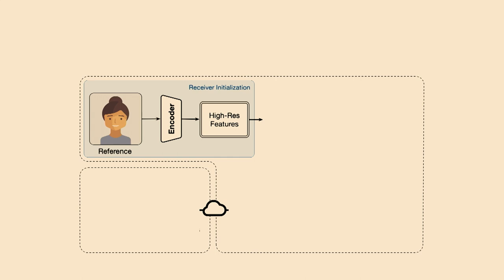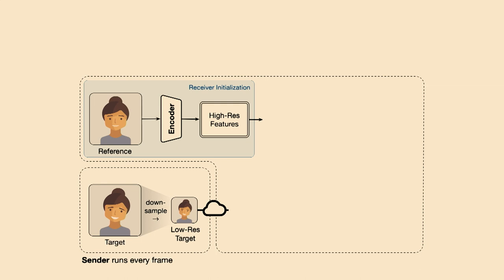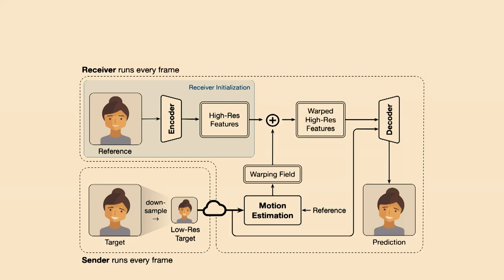And the receiver is going to take this and run some processing on it to extract what I'm going to call high resolution features from that reference frame. Now, during the stream, the sender on every frame has a target frame that it's trying to send. So the person is moving, maybe something is appearing in the frame that wasn't in the reference. Things are changing, right? This is the target that we're trying to send. And as I said, it's going to downsample it, and it's going to send a low-res version of it to the receiver.